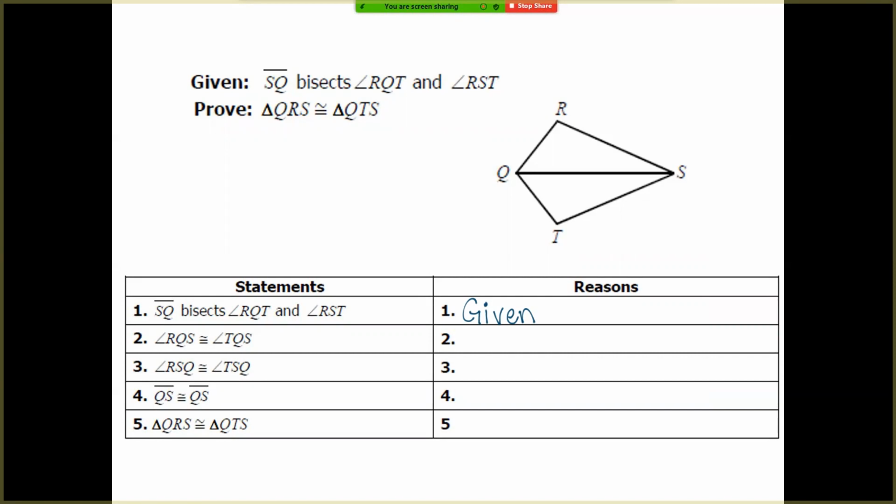For line number 2, we're told that angle RQS is congruent to angle TQS. That would be this angle and this angle. How do we know that these two angles are congruent to each other? We know because we were told in our given information that SQ, this segment here, bisects this big angle here. If it's bisecting it, it's breaking it up into two equal pieces. So by the definition of bisect, those two angles must be congruent.